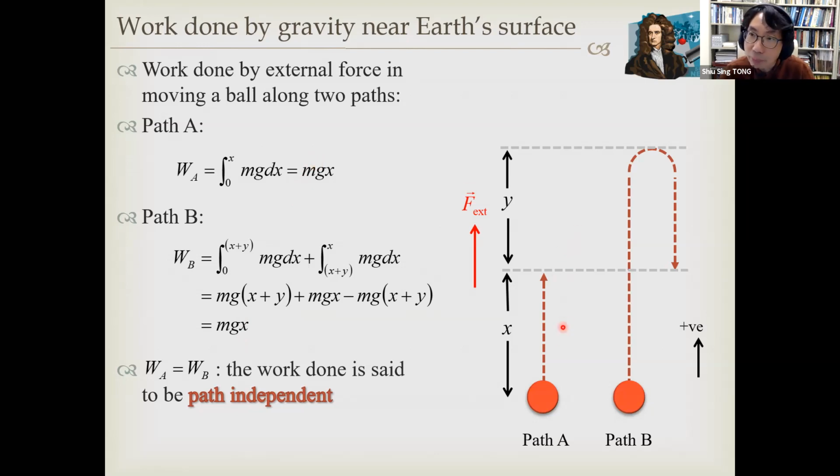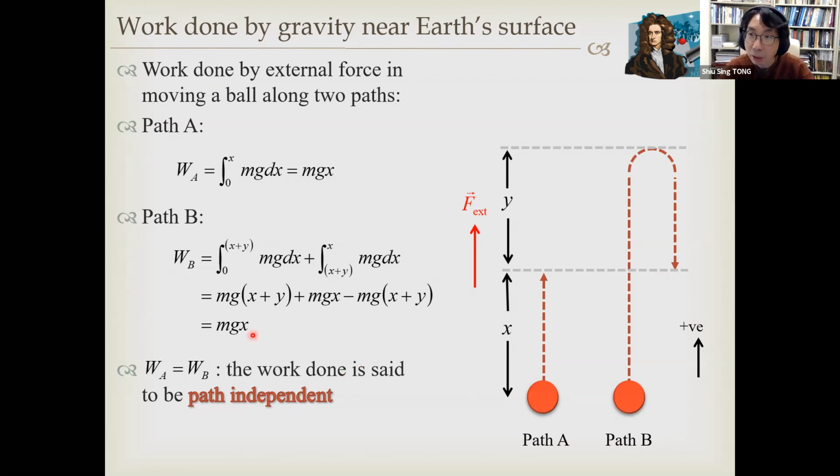So it doesn't matter whether you move it directly to the final destination or you first overshoot the final destination and move it back. They just produce the same work done. W_A is equal to W_B. And if you extend the argument further, even if you move the ball up and down many times, as long as your final destination is the same level, you always get the work done to be mgx.